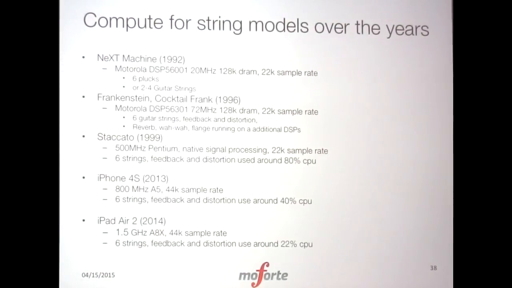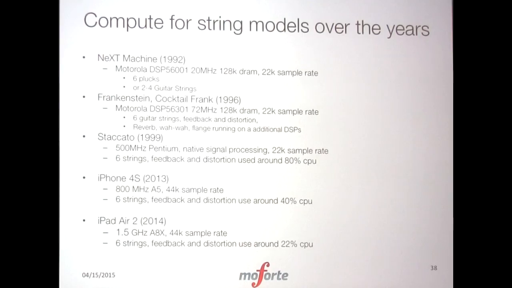So I've been keeping track of these models for over 20 years, 23 years, of how much compute it's been taking us to run these. On the next machine, which had a DSP on it, you could run 6 of these simple plucks, or 2 to 4 of these guitar strings. Then these are the 2 devices that we built, the Frankenstein and the Cocktail Frank. We were actually able to run whole small orchestral groups, because there were 8 DSPs, and then we pulled the crystals out of the DSPs and double clocked them to try to get more power out of them.